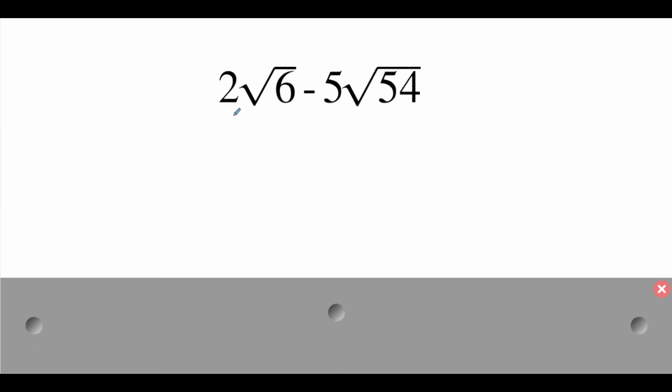For this next one, we've got 2 root 6 minus 5 root 54. We could try to break down that square root of 6, but it only breaks down into 2 and 3, and there are no pairs there, so that can't be simplified. But if I look at that square root of 54, 54 can be broken down into 6 times 9. 6 breaks down into 2 and 3. 9 breaks down into 3 and 3. So we've got a pair of 3's that we can take out, but we have to remember that there is this 5 in front. So if we take 5 times the 3 that we're taking out, we get 15.